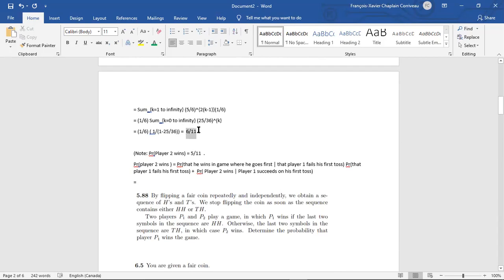All this is to say that once you have computed the probability of player 1 winning, the probability of player 2 winning is just 6/11, the probability that he wins if he went first, times the probability that he goes first, which means that player 1 fails. Sorry, it's 5/6. And now this is equal to 5/11.